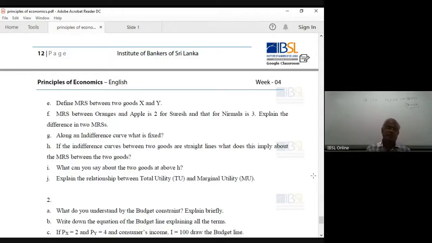Next question. What can you say about the two goods above? Goods are perfect substitutes.